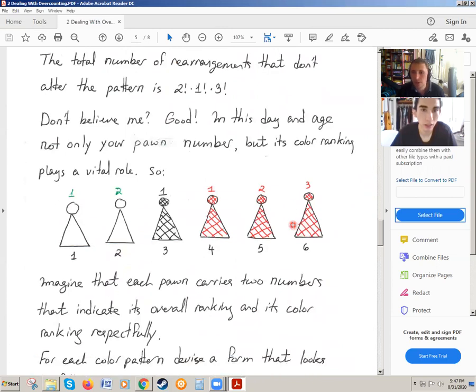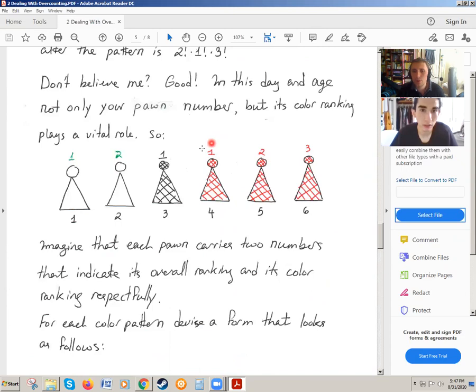So I'm going to now give you a more elaborate explanation of why that is the case. Why is it 2 factorial, 1 factorial, 3 factorial? Okay. So what I'm going to do now, I'm going to devise another document. So for that other document, let me imagine two things, right? So let's imagine that we have all the numbers by themselves. So each pawn has a number, and each pawn also has its color number.